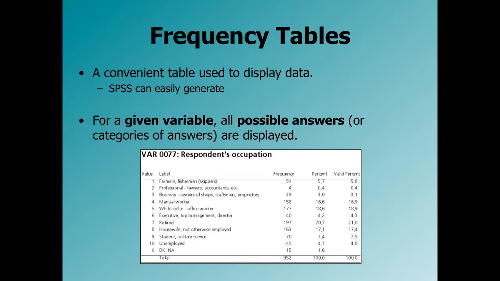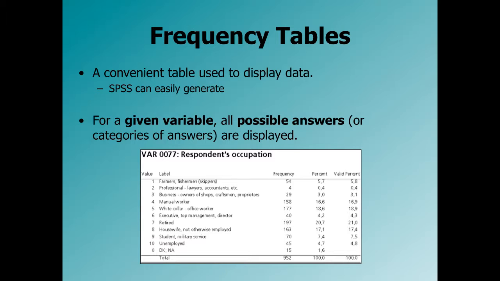So anyhow, what do we use them for? It displays all the possible answers and frequencies for a variable. So in this example, you have respondents' occupation. You're asking people, what do you do for a living? And you're trying to figure out what the average person does out there and calculate some frequencies and percents based on their responses.